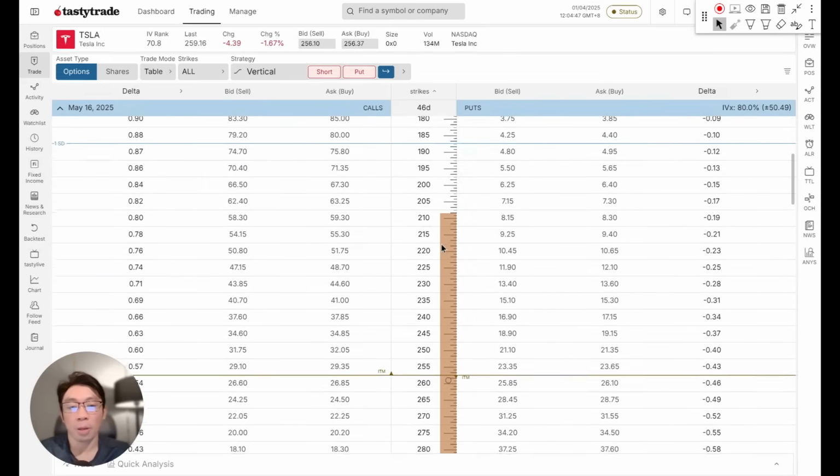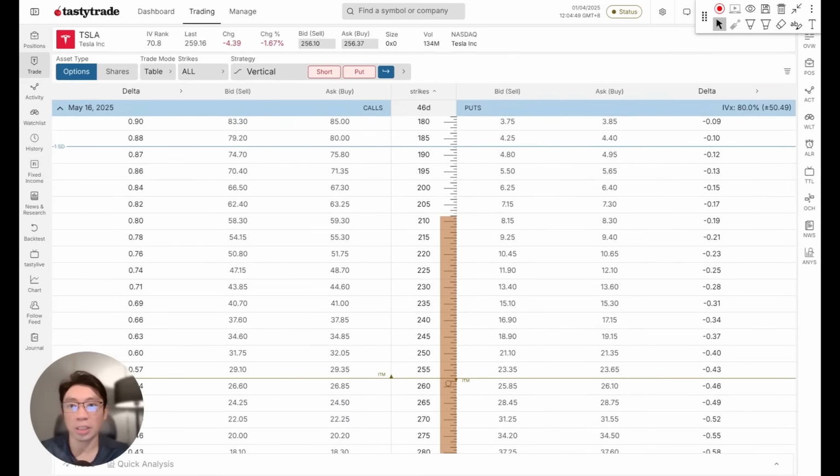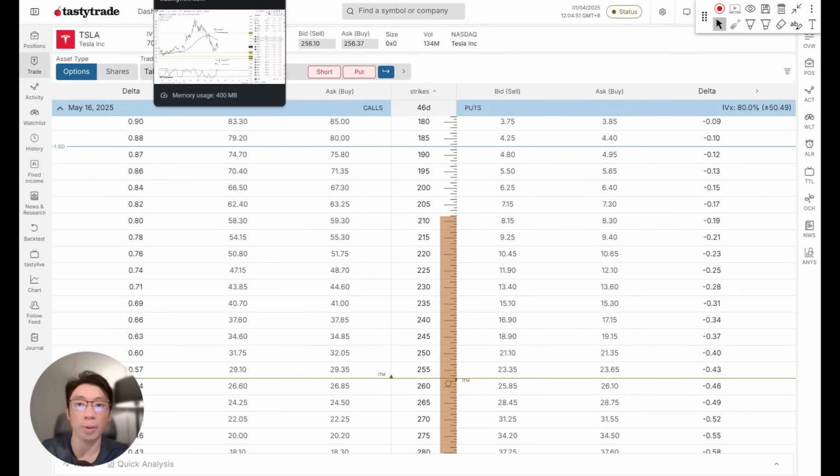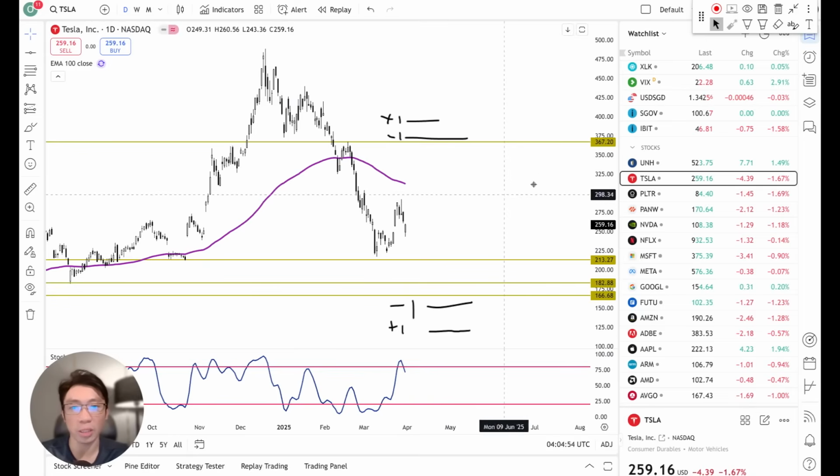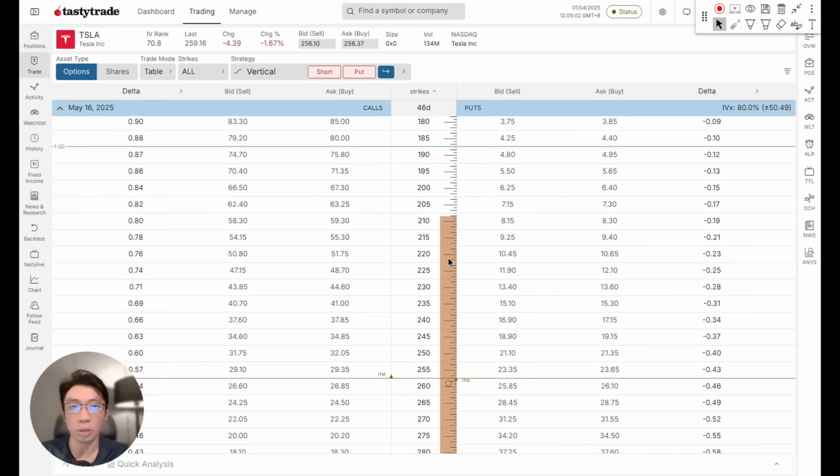So remember, we want to have our short strikes somewhere below the support and also above the resistance, which we have identified here. So hopefully above 367 and again below somewhere 182 if possible. But at the same time, we want our option strikes to be within the range of 16 to 20 deltas. So this is where the expected move is.